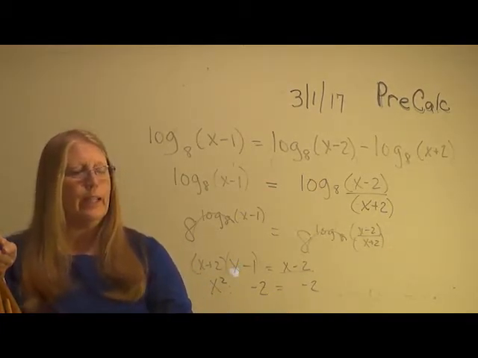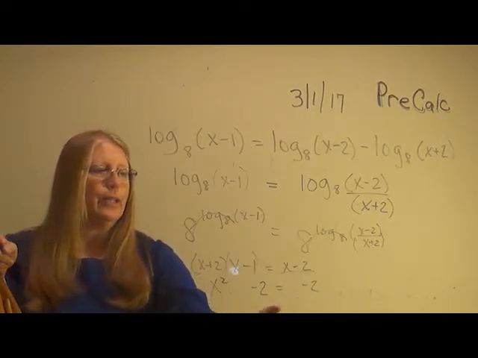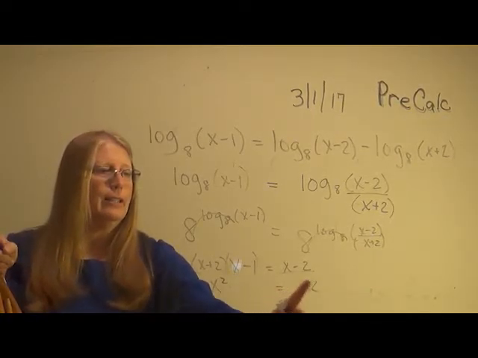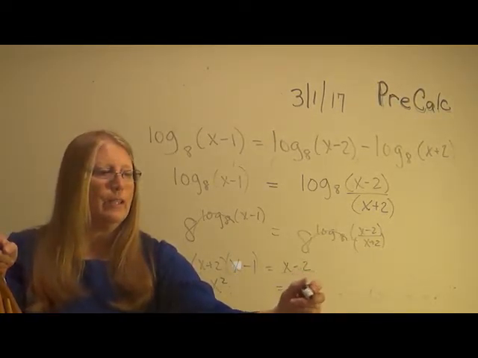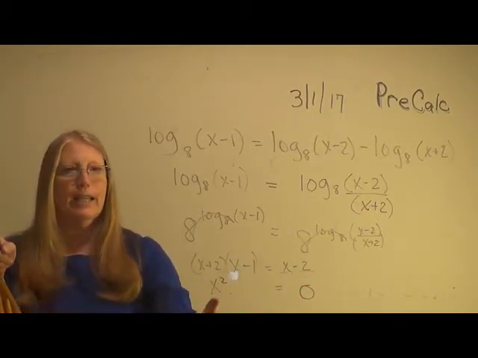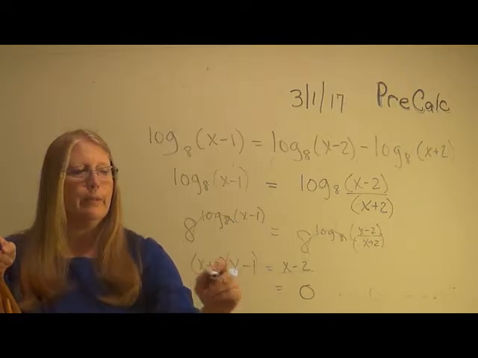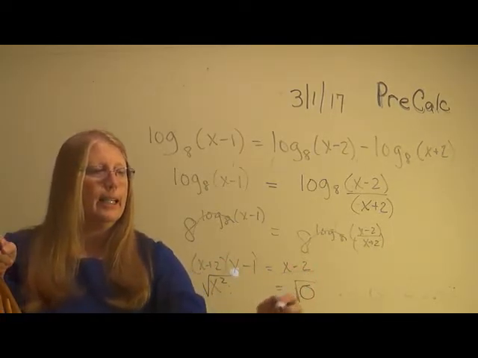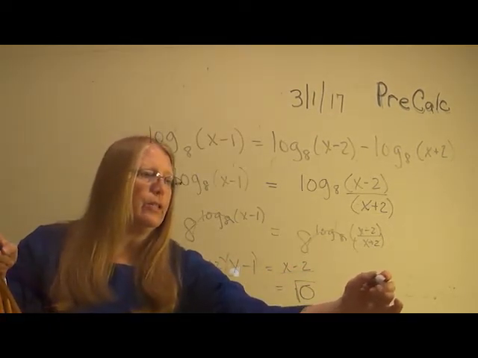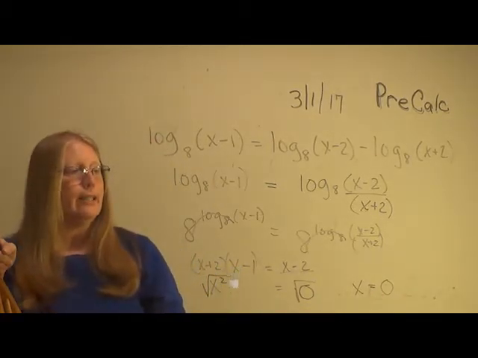And the same sort of thing happens if I add a 2 to both sides. This one's gone, and this one leaves me a 0 on that side. So I get x squared equals 0. So I take the square root of both sides, and I get x equals 0. Square root of 0 is 0.